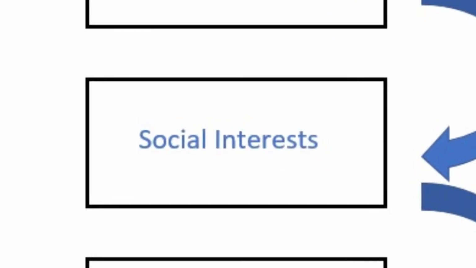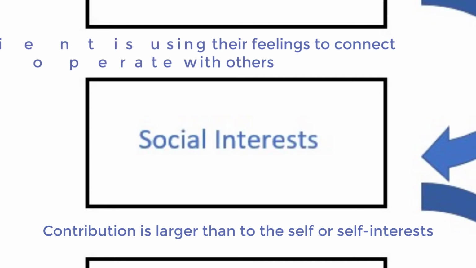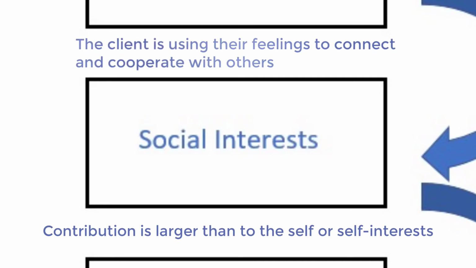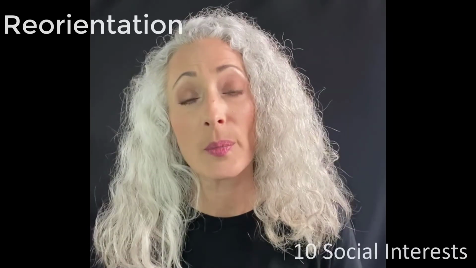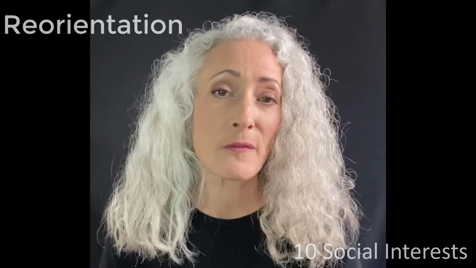Stage 10, social interest. When a client is in this stage, they're better able to use their feelings to connect and cooperate with others. They're able to extend their cooperation and empathy to wider circles and learn to contribute to others, a purpose, or the world as a whole by giving their 100% without fear.